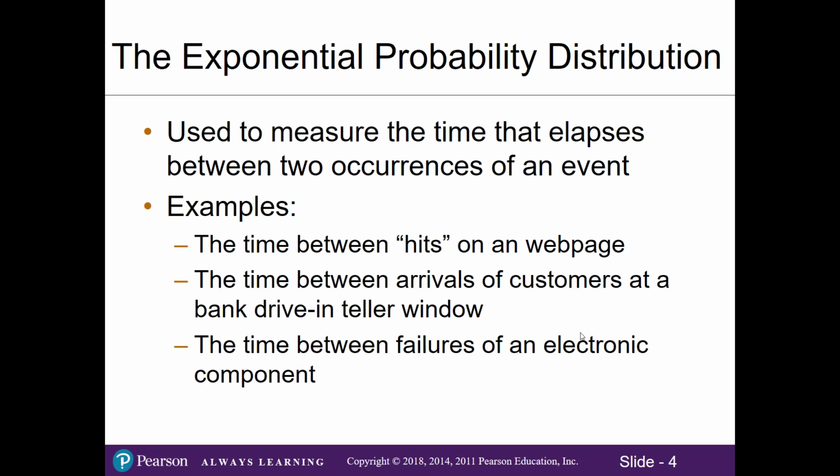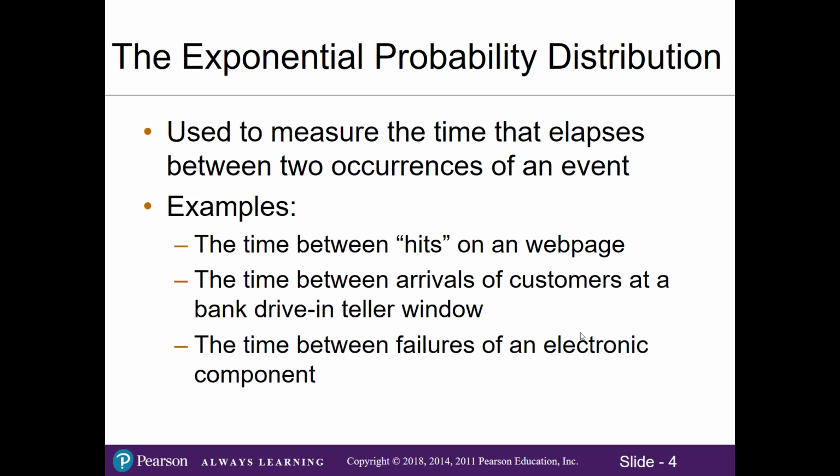So for the exponential probability distribution, which we will focus on, this is used to measure the time that elapses between two occurrences of an event. For instance, we might want to know the time between hits on a web page, or the time between arrivals of customers at a bank drive-in teller window, or the time between failures of an electronic component. All of these can impact business decision making.